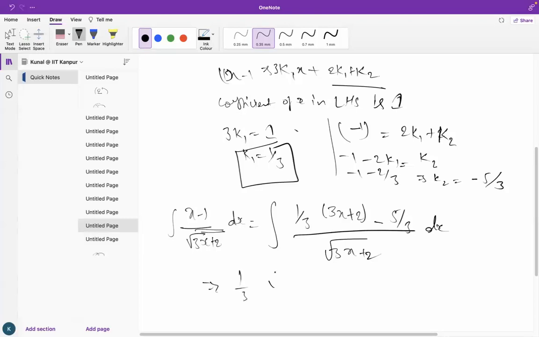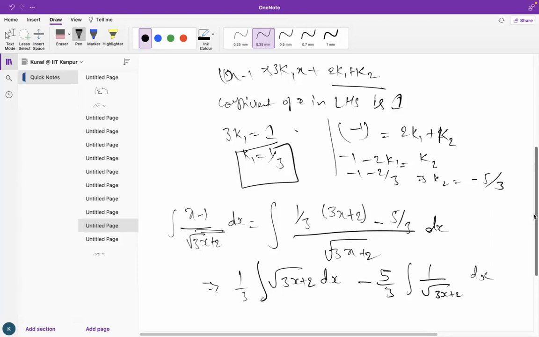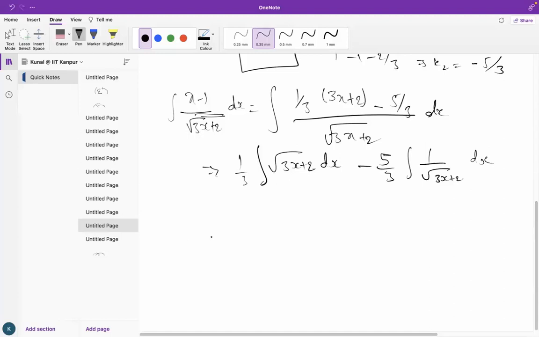And when we solve this problem, we get integration of root of 3x plus 2 dx minus 5 by 3 integration of 1 by root under 3x plus 2 dx, right? And we know that these two integrands are of the form integration of root x and integration of 1 by root x. And we know the integration of root x is 2 by 3 x to the power 3 by 2. Basically, we have to add one to the power and whatever we get, divide by it. So x to the power 3 by 2 and there will be 2 by 3. I hope you'll all understand what I'm saying.